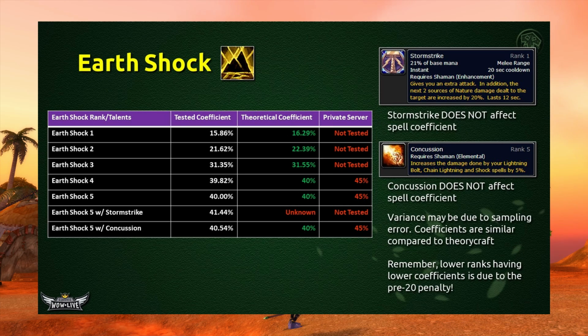That's what it would be if it wasn't penalized, so maybe that was an error in the coding, but the Theorycraft add-on calls for 40%, and that's what we get in the Classic WoW beta. As with the other spells, Concussion does not affect the spell coefficient, but interestingly, unlike the lightning spells, Earth Shock doesn't receive a Storm Strike bonus to its coefficient. It's still approximately 40%. It's about a percent higher, but that could be due to sampling error. I don't think that's enough to really make a call, so 40% it is for Earth Shock.